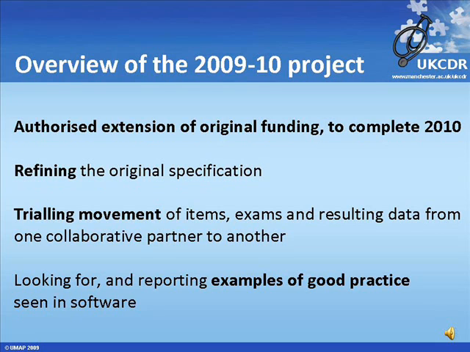During the project, we will refine the original specification to create a version 2 specification. We will also trial the movement of items between two institutions and report the outcomes of this. We will also look for and report examples of good functionality applicable to the good practice we are looking for in the software we appraise.